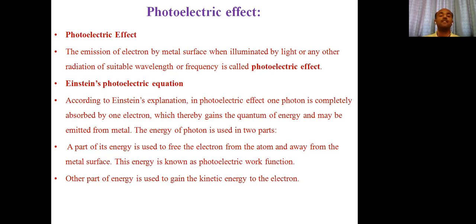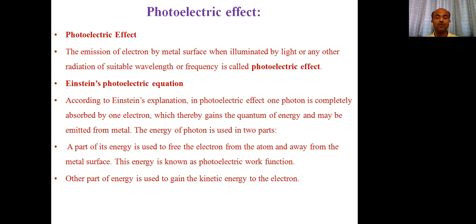Now, what is the photoelectric effect? The emission of electrons by a metal surface when exposed to light or any other radiation of suitable wavelength or frequency is called the photoelectric effect. What is Einstein's photoelectric equation? According to Einstein's equation, in the photoelectric effect, one photon is completely absorbed by one electron, which thereby gains the quantum of energy and may be emitted from the metal.